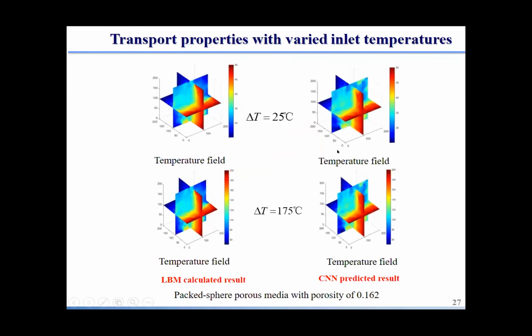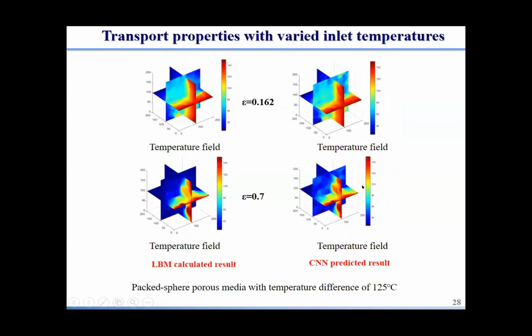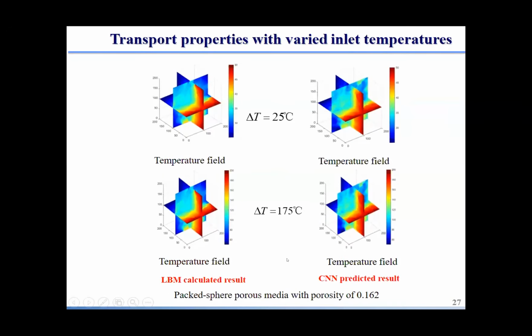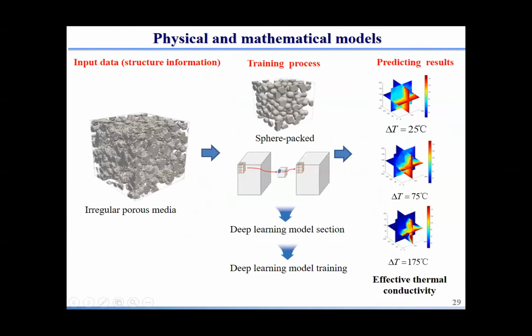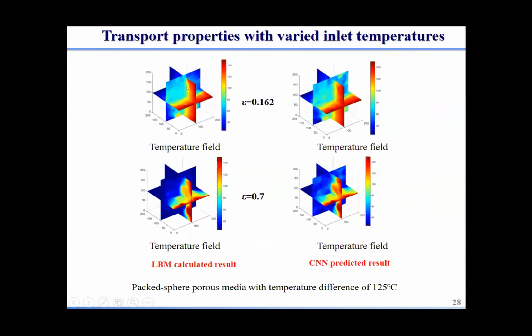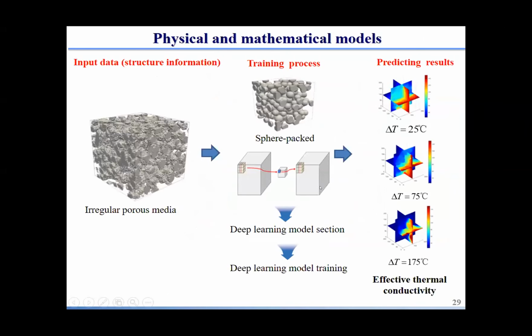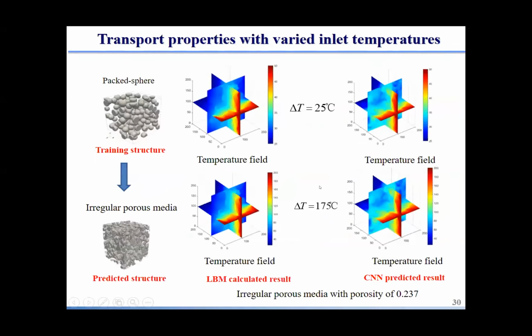This is the temperature field from the simulations, and this is the result predicted by the CNN method. So from one inlet temperature, we can get the results for other temperatures, including the temperature field and effective conductivity. And this is for another temperature difference, like this. So the result is similar.